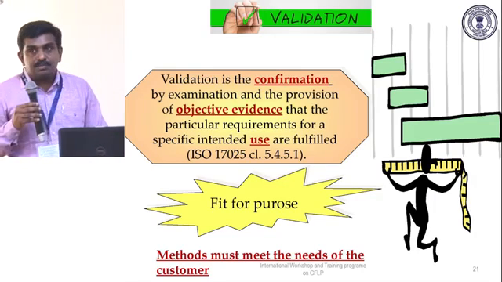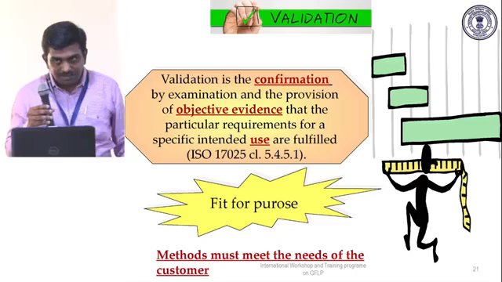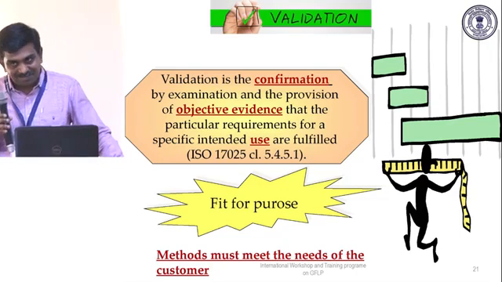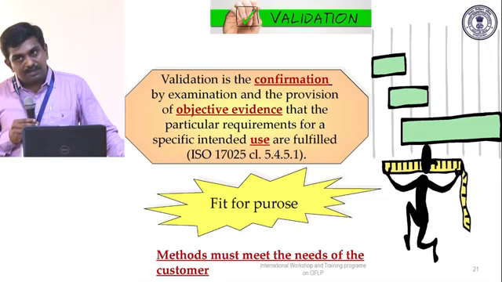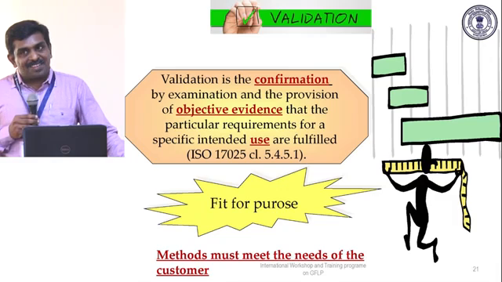Sir, in case of slightly modified methods, if someone has already modified the standard method and we think that this method can be used, and it is already published in a running journal, can we use it, or should we validate it, or should we verify it?